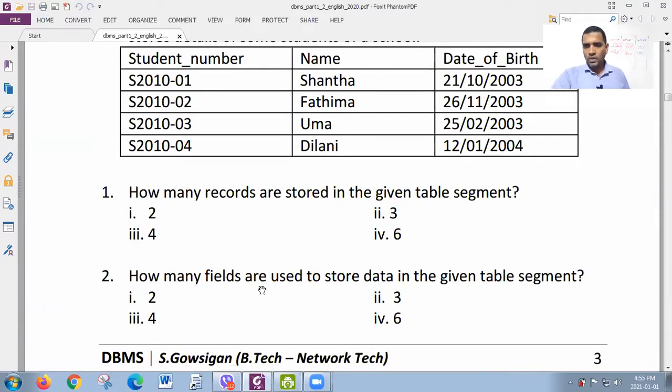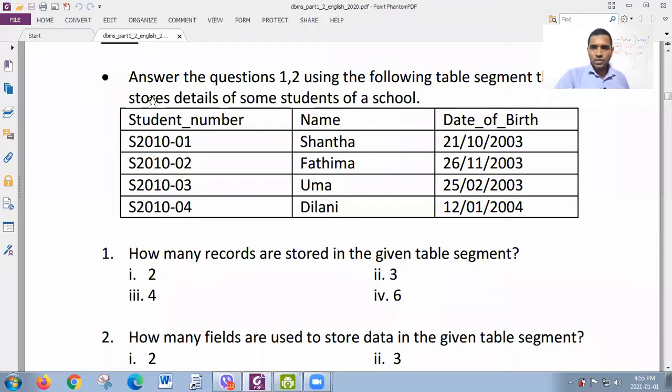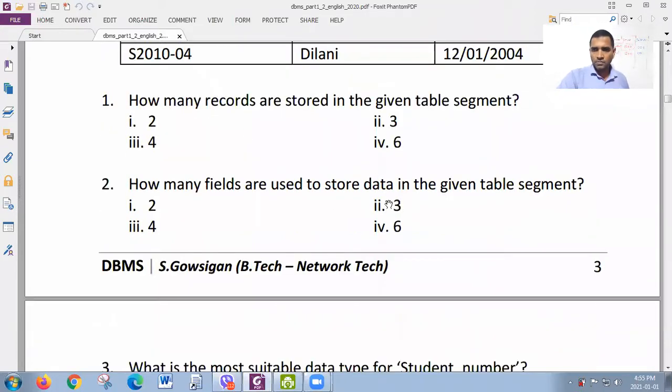How many fields are used to store data in the given table segment? Columns are fields. So student number is a field, name is another field, date of birth is another field. So you have three fields. The answer is three.